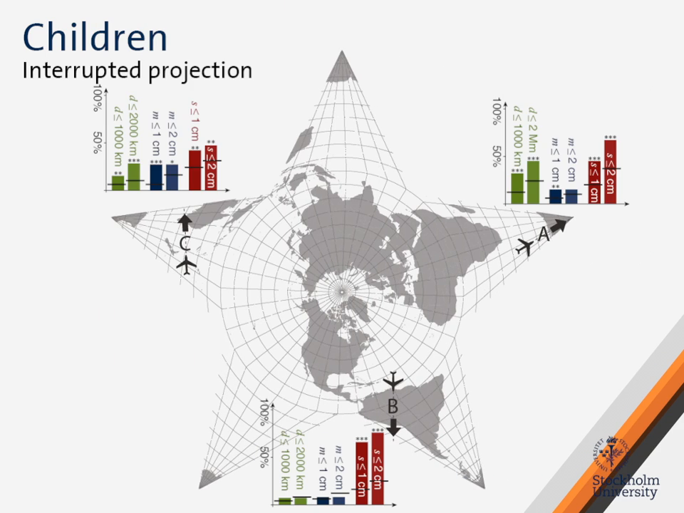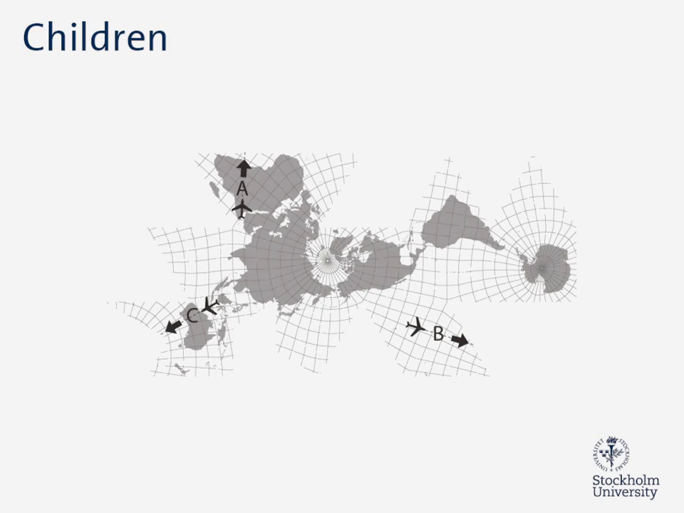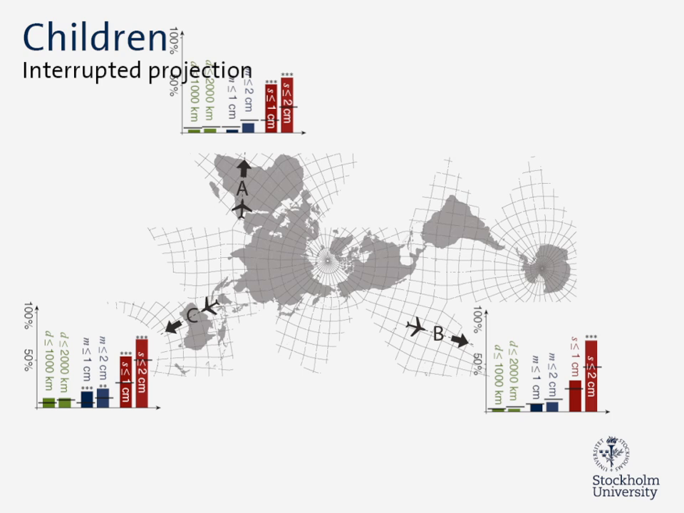This interrupted star projection has really interesting results that I will return to at the end of this presentation, but for now, we can conclude that the red bars are all significantly higher than expected, and the hypothesis is therefore verified as true also for this projection. If we continue to another interrupted map projection, we can see that the linear peripheral continuation is very strong also here.